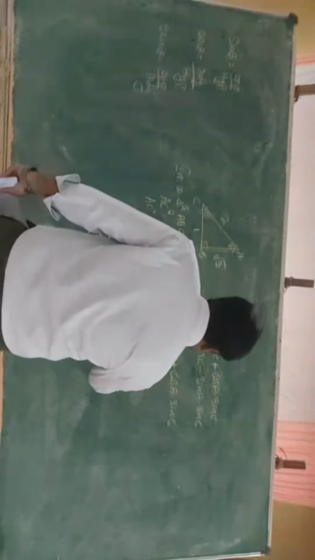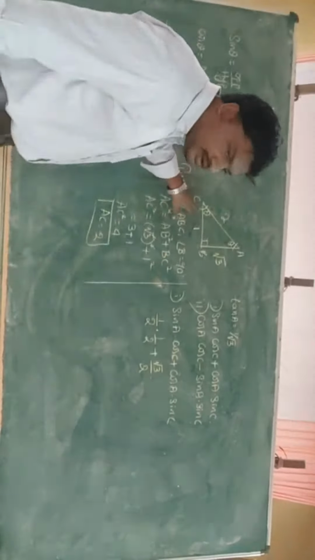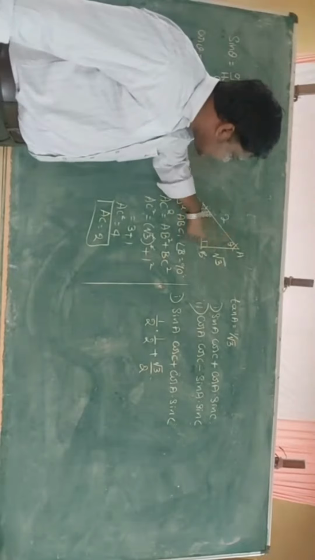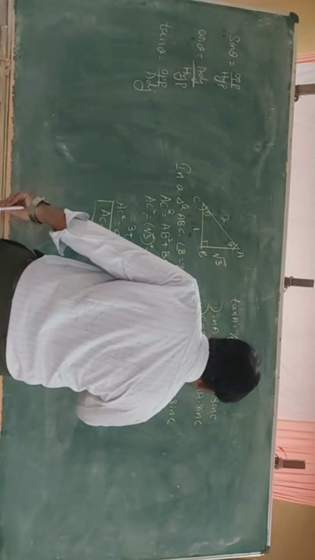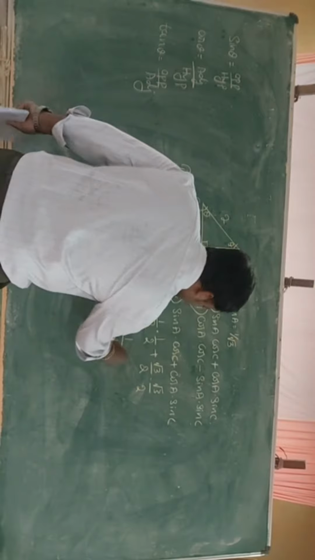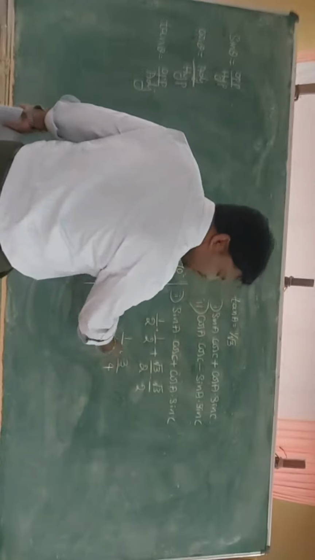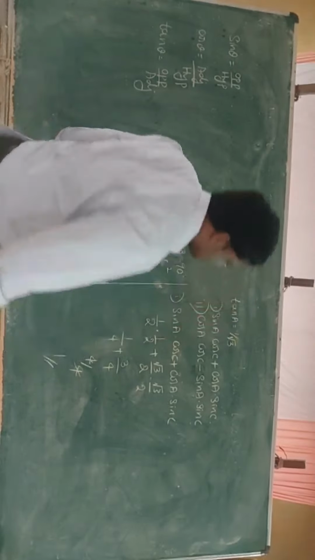So root 3 upon 2 into sin C. Angle formed here, and this side is opposite. AB upon AC, opposite upon hypotenuse. Yes, root 3 upon 2. 1 into 1 is 1, 2 into 2, 4. Root 3 into root 3, 3. 2 2 4. So denominators are same, can add 3 plus 1, 4 upon 4. Get cancelled. 1 is your answer.